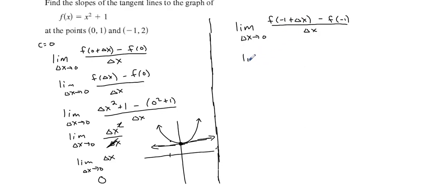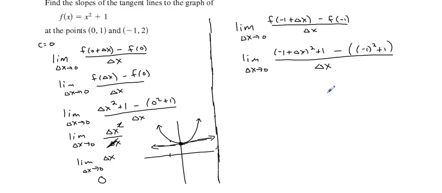Okay, evaluate now. Limit as delta x goes to 0. A lot of writing. Negative 1 plus delta x, quantity squared, plus 1. F of negative 1 would be negative 1 quantity squared plus 1. And notice how I'm using parentheses to surround this f of negative 1, since it has more than one term. Make sure we don't make mistakes here. All over delta x. Keep me in line. Make sure I'm doing everything correct. If you think I make a mistake, let me know.